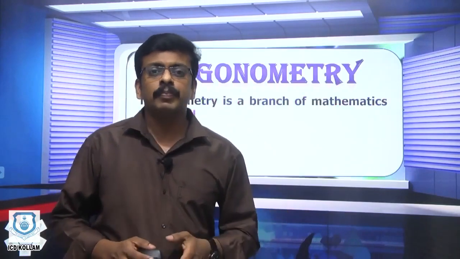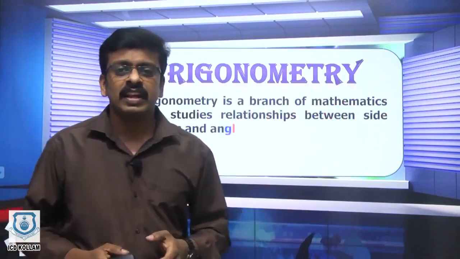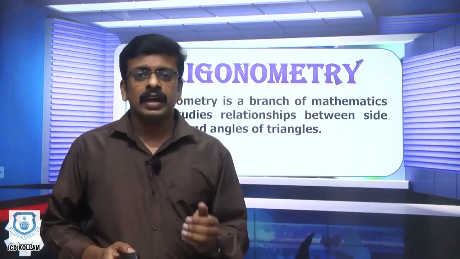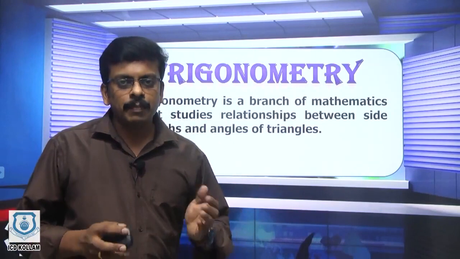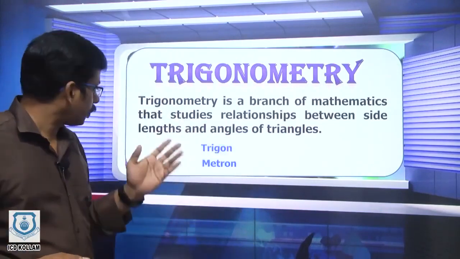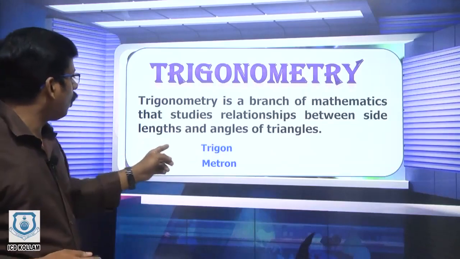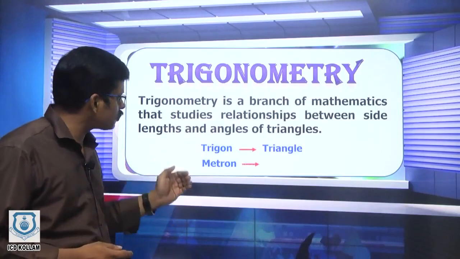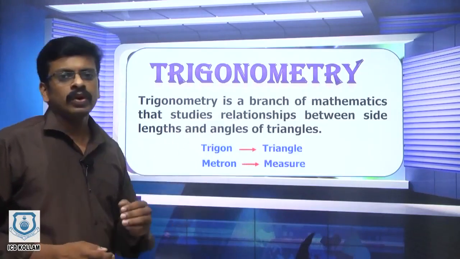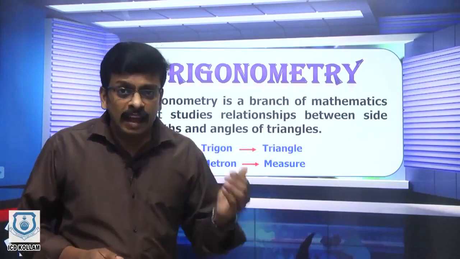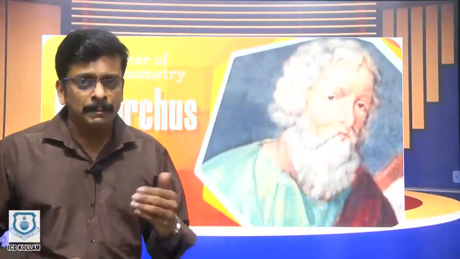Trigonometry is a branch of mathematics that studies the relationship between side lengths and angles of triangles. It is made up of two parts, trigon and metron. Here, trigon means triangle and metron means measurement. So, the word trigonometry literally means triangle measurement. This field emerged in the 2nd century BC.